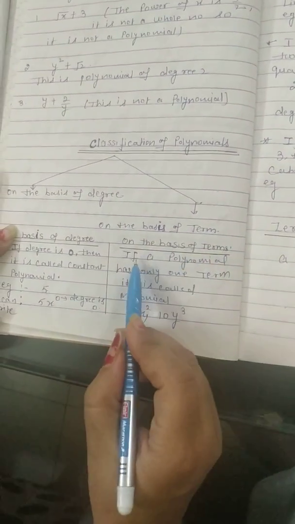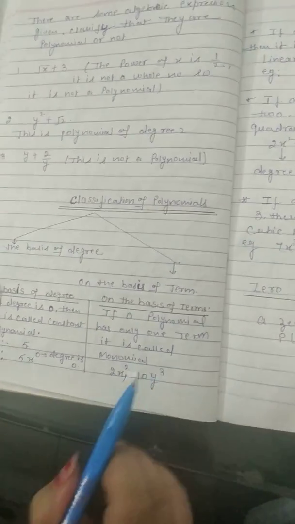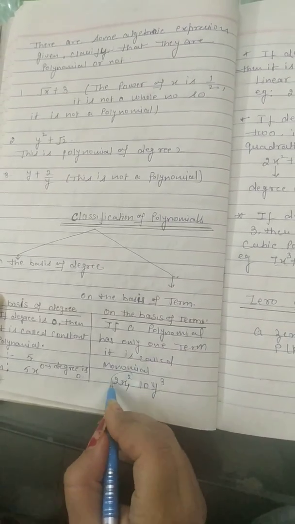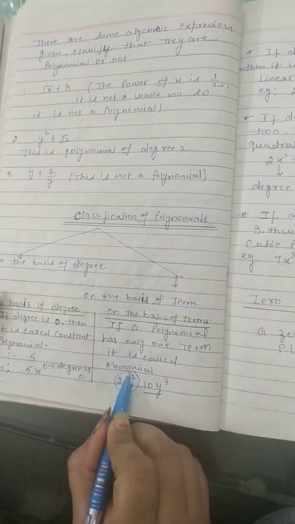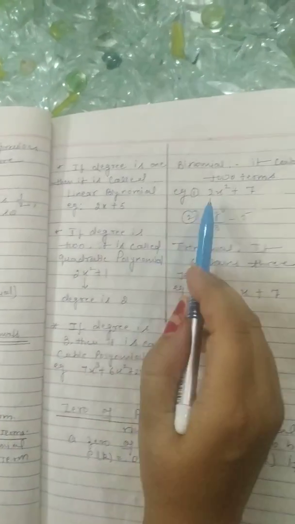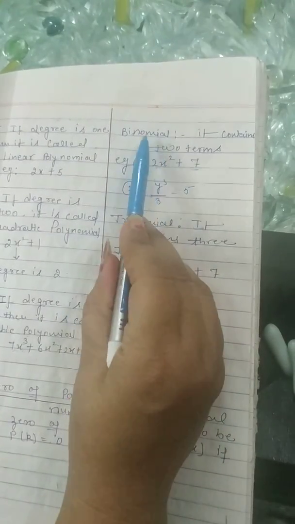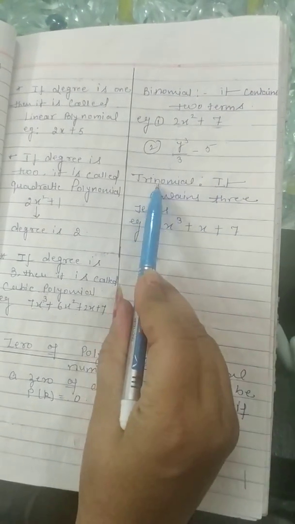And on the basis of terms, if a polynomial has only one term, just like 2x square, 10y cube, it has only one term, students. Clear? Then it is called a monomial. If the polynomial has two terms, this is the first term, this is the second term, then it is called a binomial. If it has three terms, first, second, third, then it is called a trinomial.